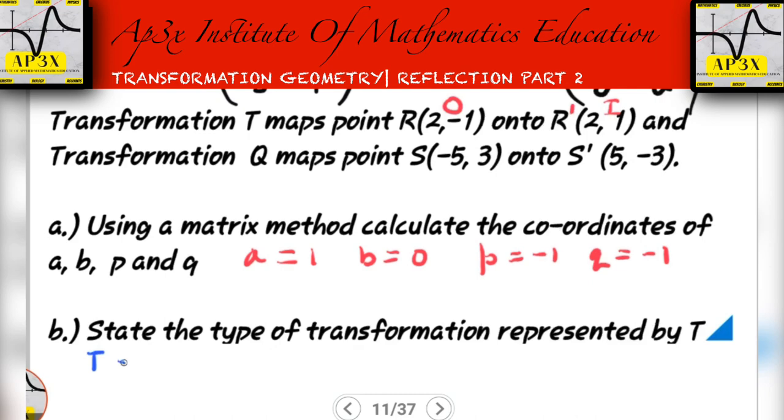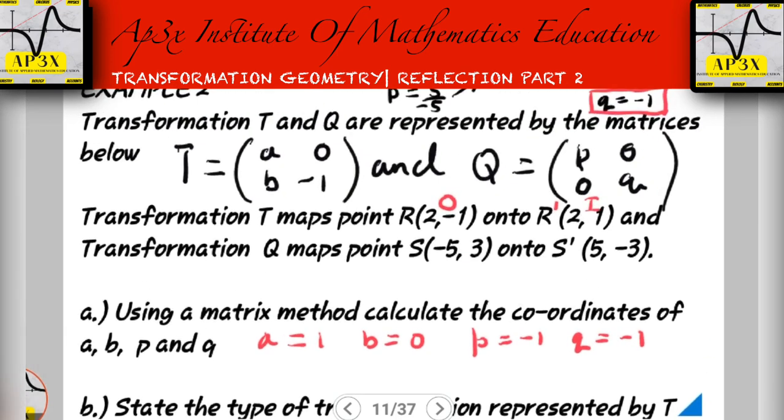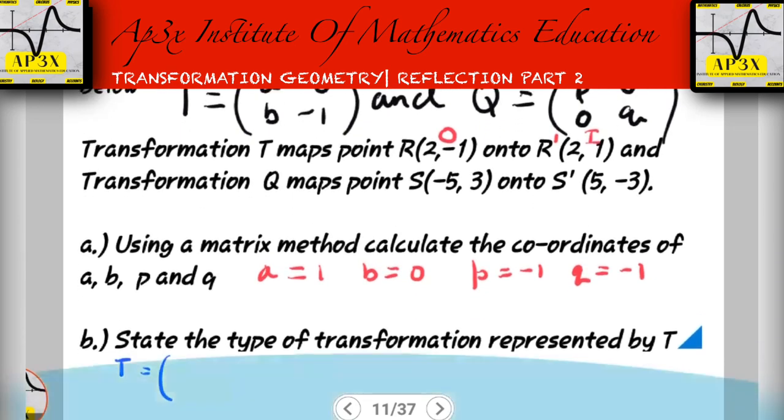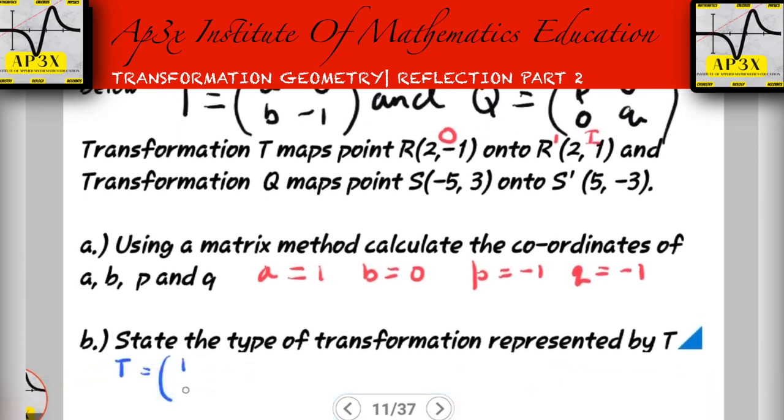T equals, and we know that the matrix T was A 0 0 B minus 1, and we know that A is 1 and B is 0. So A is 1 and B is 0, and then we know that that was 0 and this was minus 1. Based on our knowledge, just looking at this, it seems that we have an x at the top and we have a negative y at the bottom. Based on our knowledge, this apparently seems to be a reflection in the x-axis, because in a reflection in the x-axis, the x remains the same and the y changes.